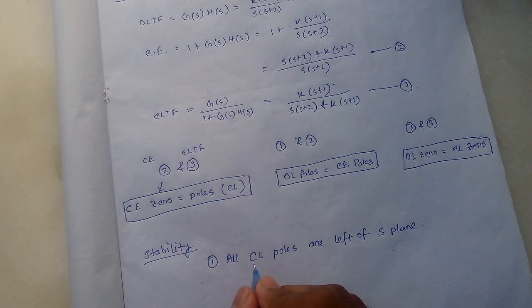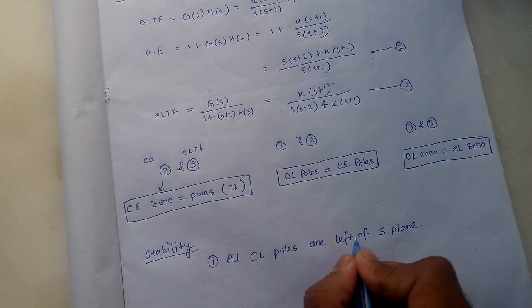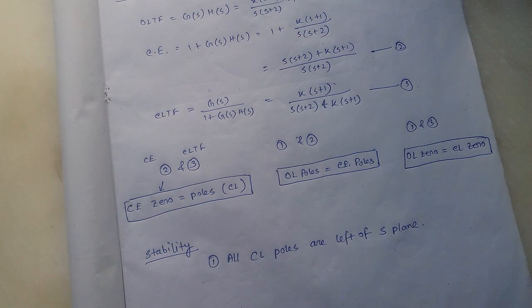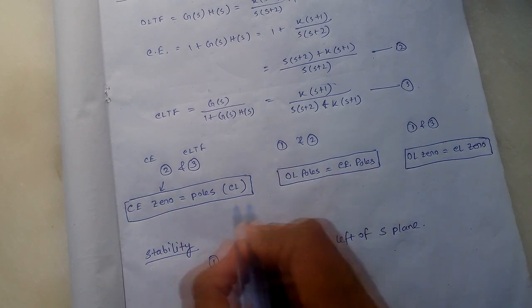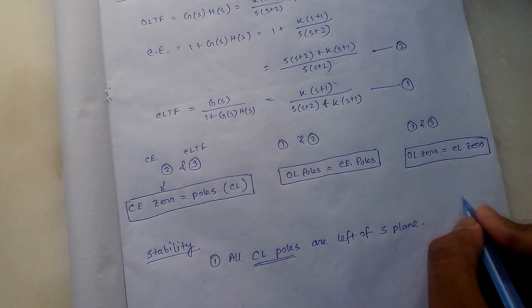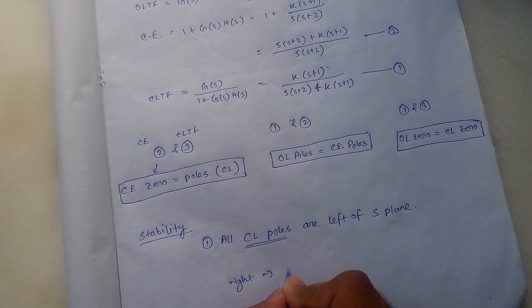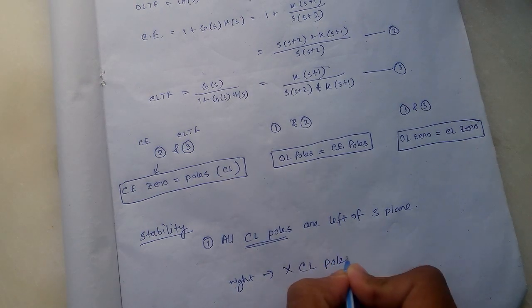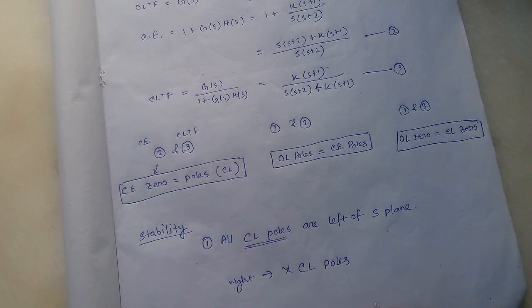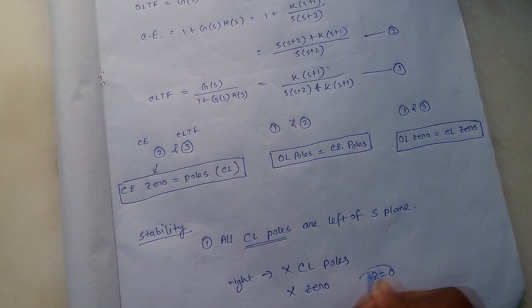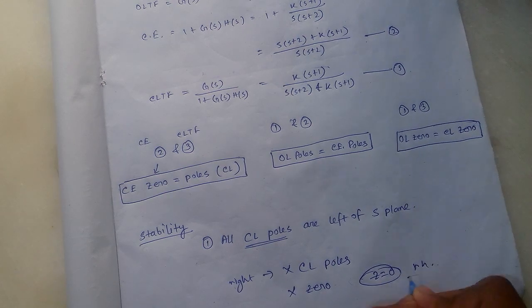The nyquist plot stability condition states that all the closed loop poles are at the left side of the S plane. So in the right side, there must not be any closed loop poles. And closed loop poles are the roots of characteristics equation equals 0. So there will be no 0 on the right hand side, that means 0 equals to 0 in the RH side.